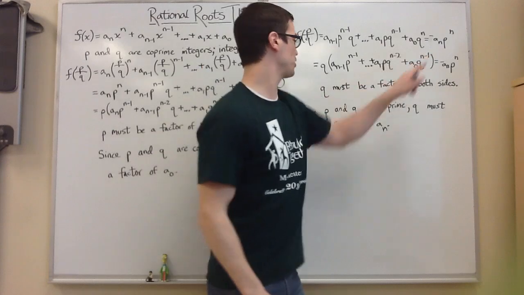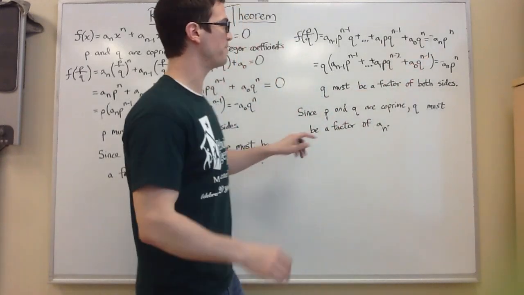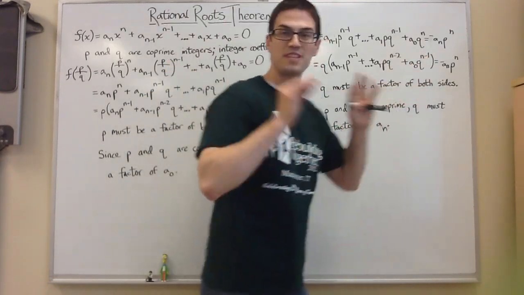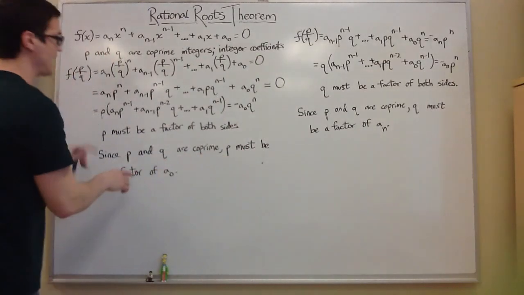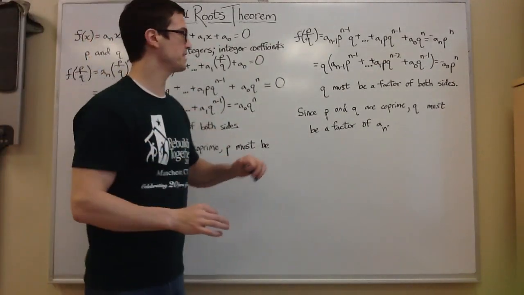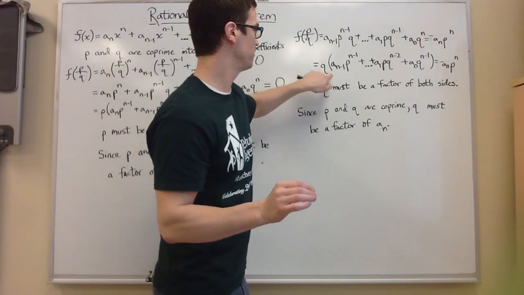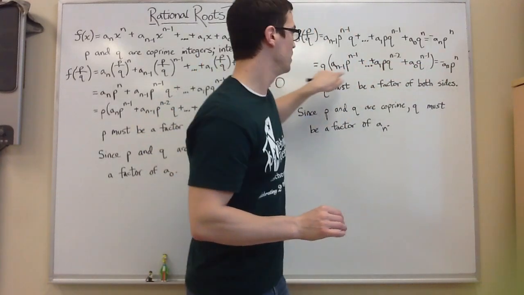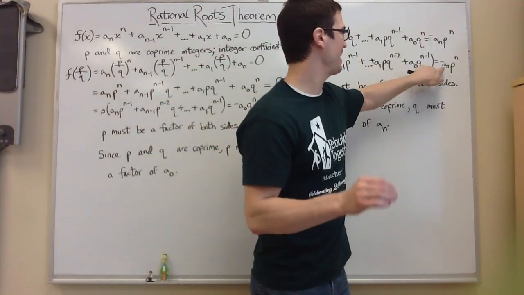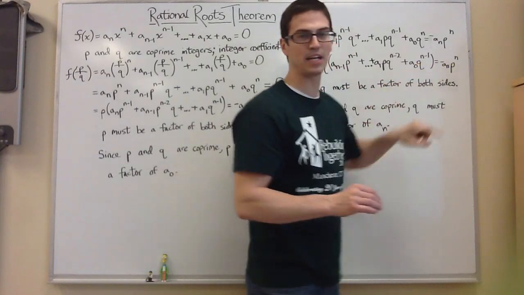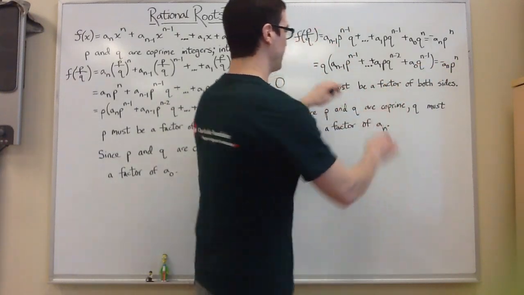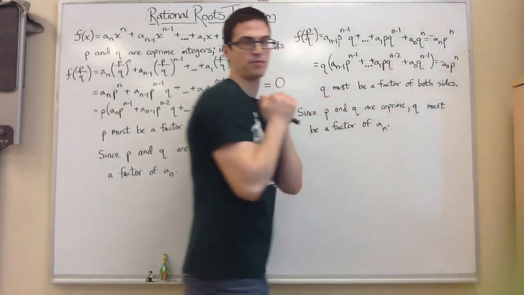And because p and q are coprime, q must be a factor of an for the same reason that p is a factor of a0. The exact same reason. This whole thing is an integer right here. So if I divide both sides by q, I'll have negative an times p to the n divided by q. That has to be an integer based on the fact that this whole thing is an integer right there.